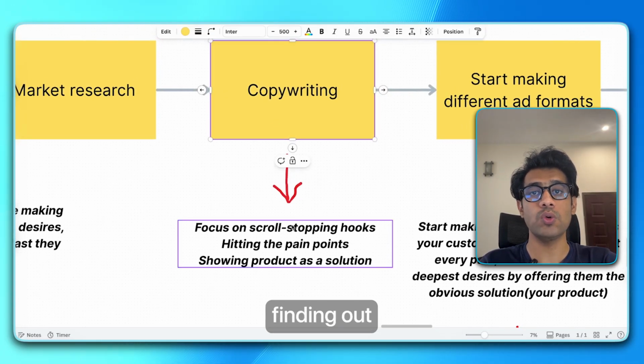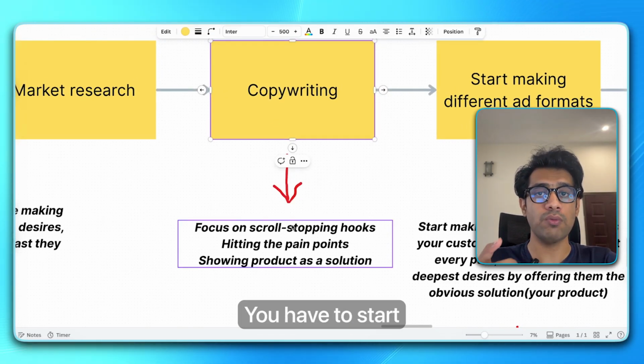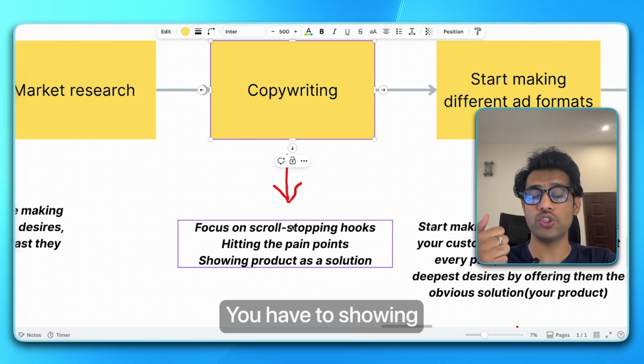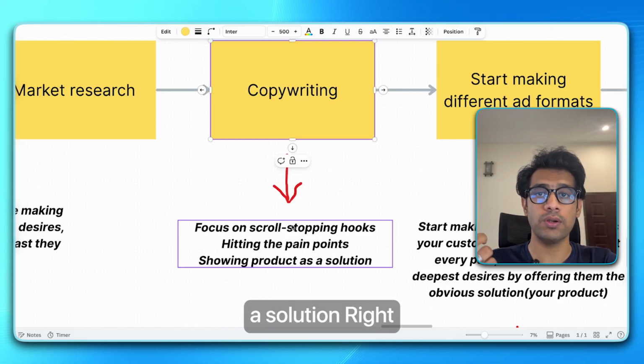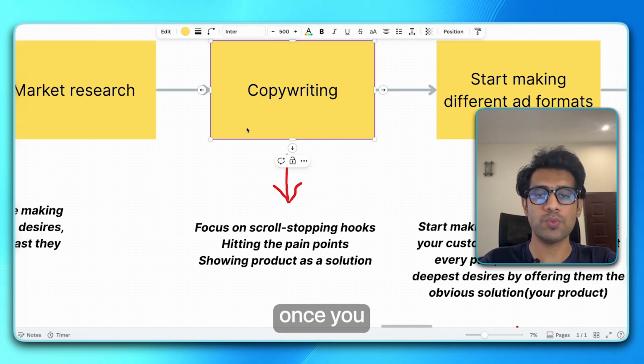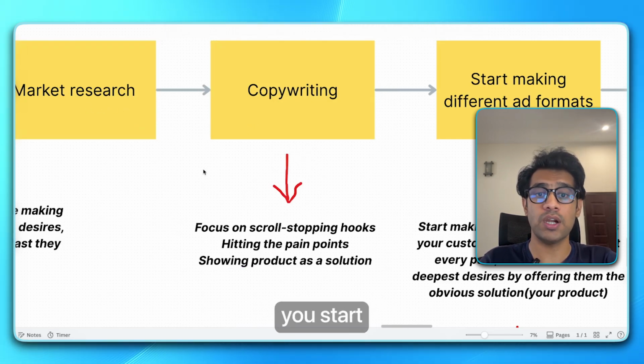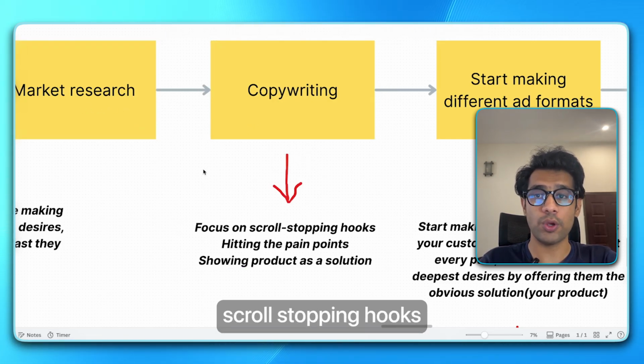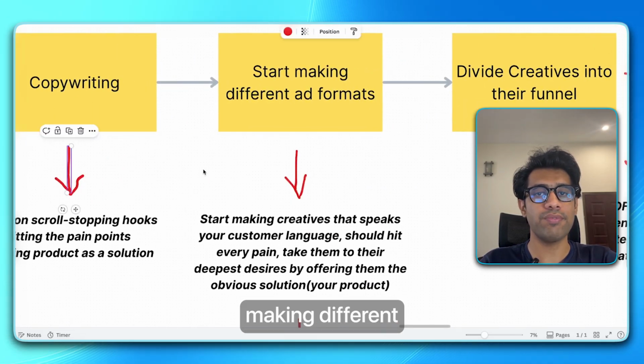Once you're done with the market research, you have to come up with the copywriting, which is finding scroll stopping hooks, right? You have to start hitting the pain points, show the product as a solution, and make a really, really good CTA, right? Once you have started writing the ad copy and the scripts, and you're finding scroll stopping hooks, you have to start making different ad formats.